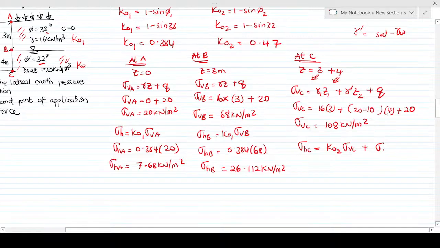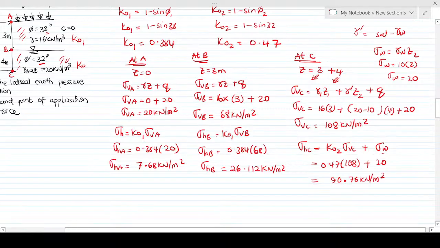Plus, if there is water, I need the lateral earth pressure as a result of the water. So the lateral pressure as a result of the water is gamma W times Z, gamma W is 10, times 2, that will give us 20, right? So I have K naught 2, which is 0.47, times the vertical 108, plus the water, which is 20. So I'm going to get 70.76 kilonewton per meter square.